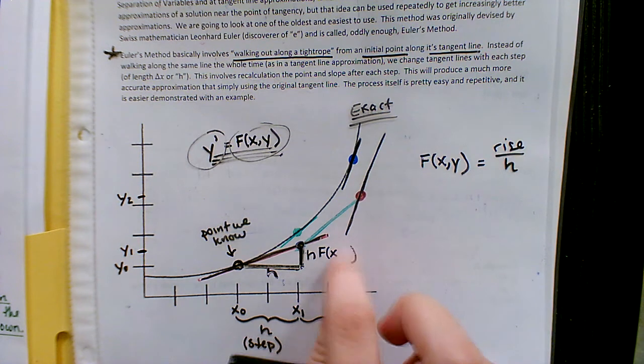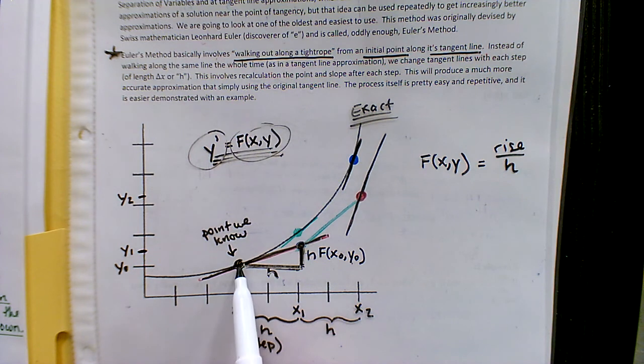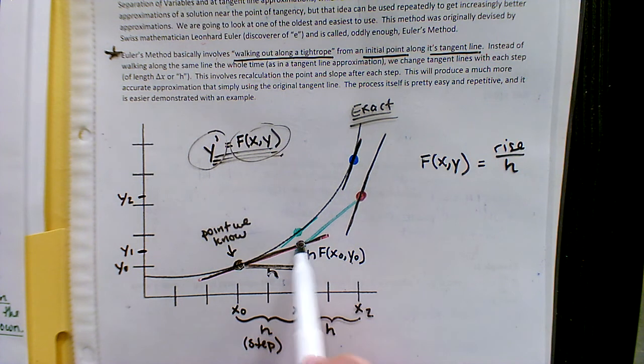So what we're going to do down here is label x sub 0, y sub 0 to represent the slope from the previous point. So it looks like in order to get our new y coordinate, we have to take the previous y coordinate and add the step times the slope from the previous point, and that would give us the new y coordinate of the approximation point.